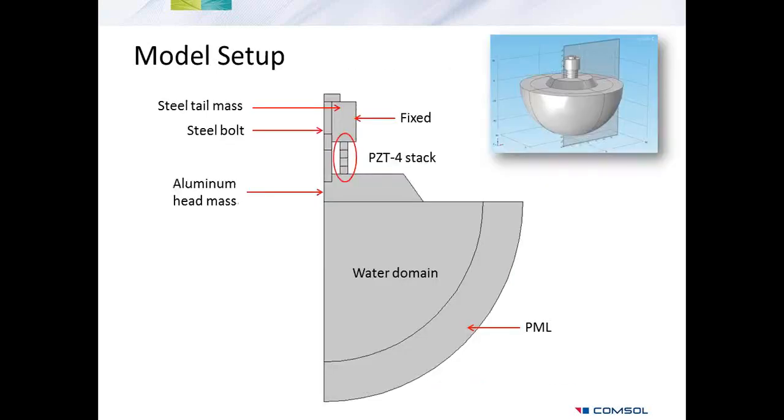Our modeling geometry will include an aluminum head mass, steel bolt, a steel tail mass, and 4 discs of PZT-4 stacked together. The outer curved surface of the tail mass is assumed to be fixed. The head mass is exposed to a hemispherical water domain. The outer layer of the water domain will be designated as a perfectly matched layer. This will help in accurate simulation of an infinitely extended region of water where the sound waves get absorbed as they travel far away from the source.